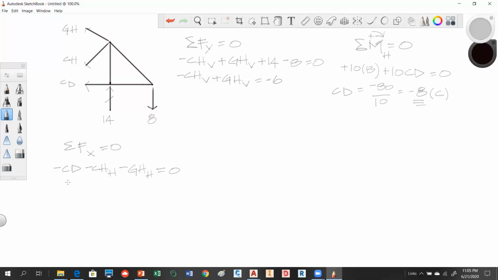So what I want to do is take another moment. Now, I'm going to take a moment here at C, and by doing that, I'm going to knock out CD, CH, and I'm going to use transmissibility and bring this guy up so his vertical component is coming through my moment, but I'm left with the horizontal. So what I'm going to get out of this is the horizontal component of CHH.